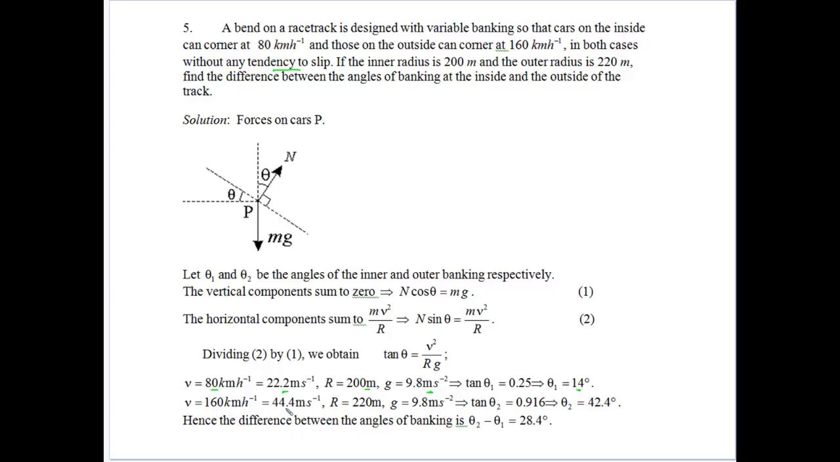Then to go 160 kilometers an hour, that means 44.4 meters per second. But our radius is 220 meters this time. So we put that in, we get 0.916, which means our angle becomes 42.4 degrees. There's a difference of 28.4 degrees. So it's going at 14 degrees, but then it goes steeper later on. Maybe not that steep, but 42.4. Hopefully you get the idea. You can go faster as long as it's steeper in that case.